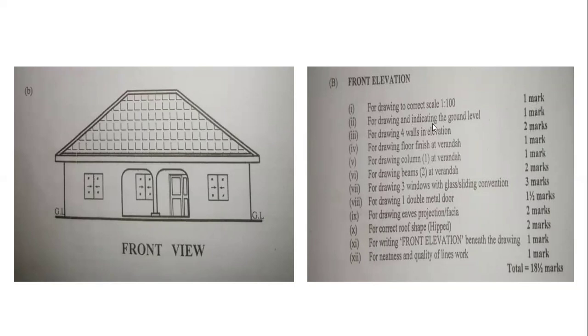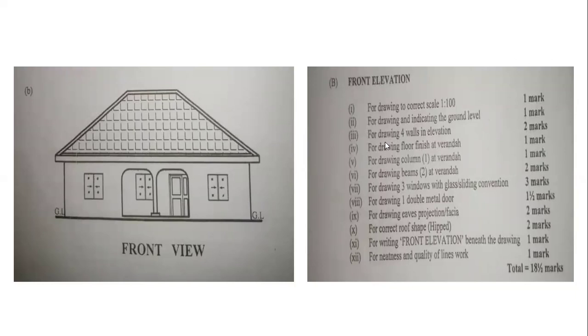Then for drawing and indicating the ground level, 1 mark. This is the ground level, and that must be the first thing that you draw, just like we have the ground that a building is to be constructed on. So you must draw this thick line first and indicate it with GL. This GL is what we use to indicate ground level. So take note of that.